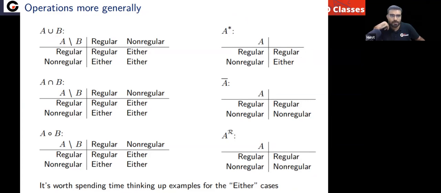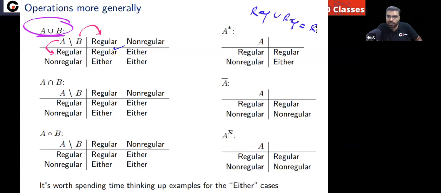Let's understand union. Let's make sure you are comfortable with union. Tell me, if A is regular and B is regular, what result will you get? Focus on union. Take your copy and pen. Let's do it. That will be regular. Very good. Regular union regular will be regular. This you already know.